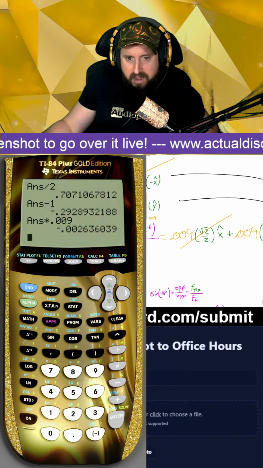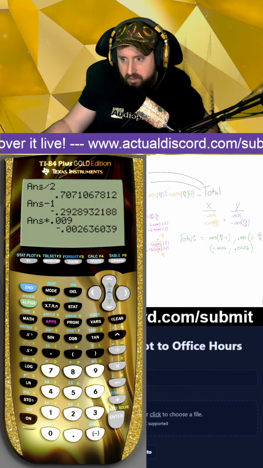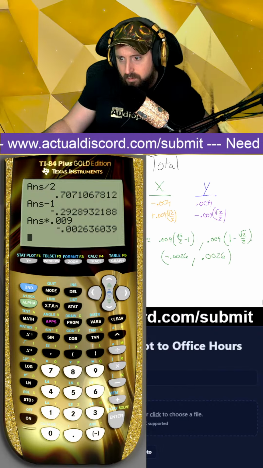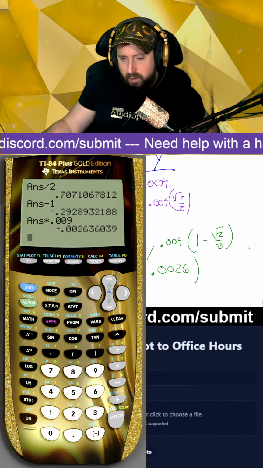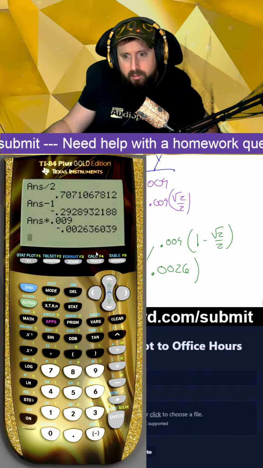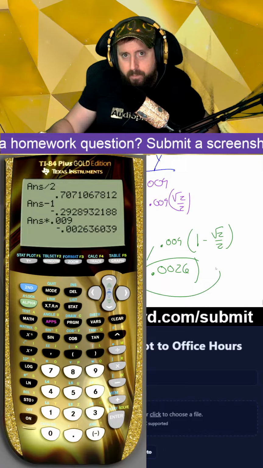So the net force should be down and to the right. Wait, is it positive? Wait, I screwed this up. Yeah, this one's positive.